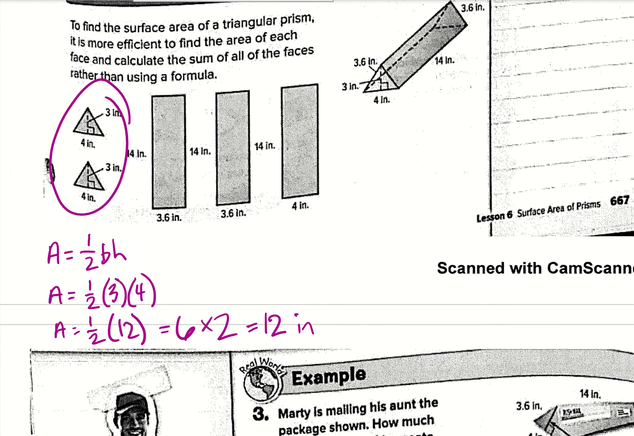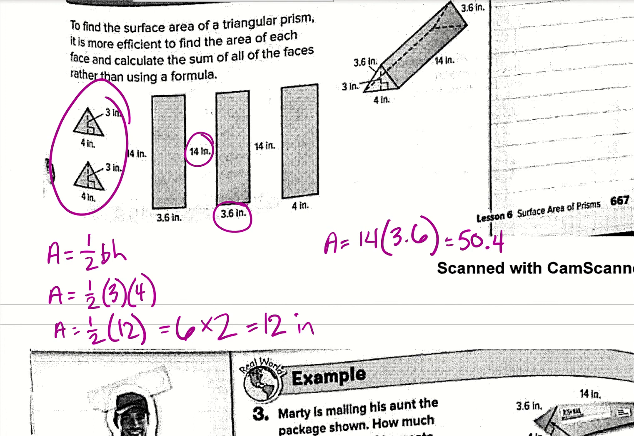We got 12 inches. Okay, then we can find 14 times 3.6 for the area of the rectangles. All right, and there are 3 of those, so we're going to multiply that by 3 as well. All right, so we've got 14 times 3.6. I put it in my calculator. I get 50.4.